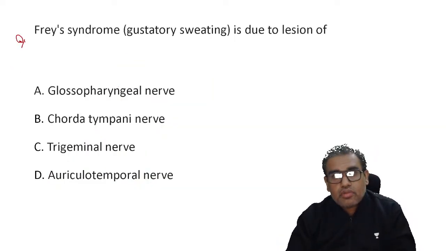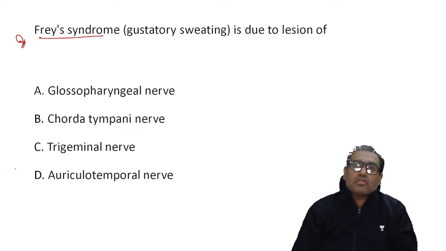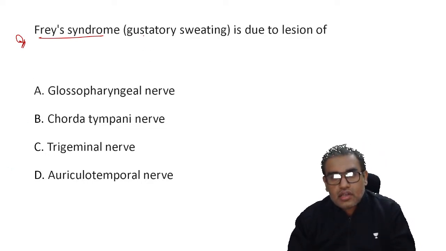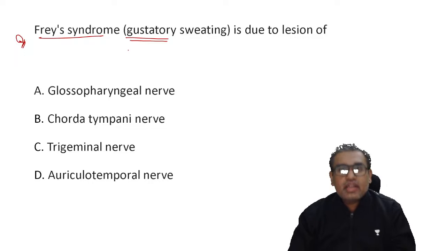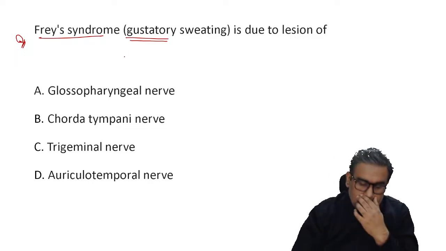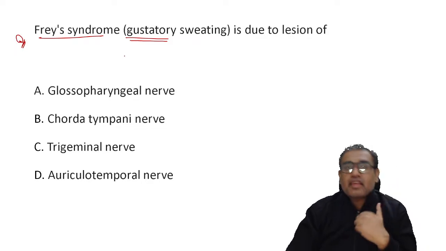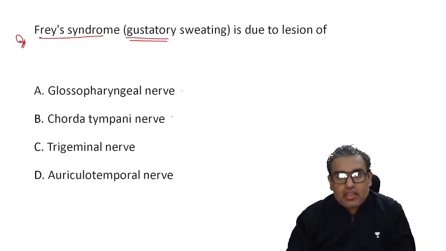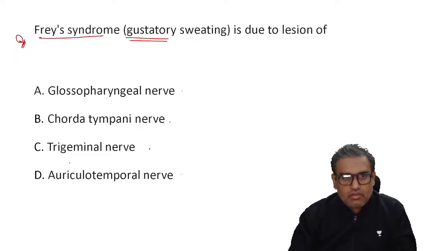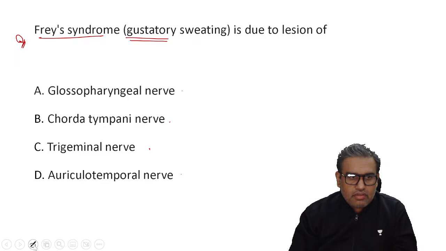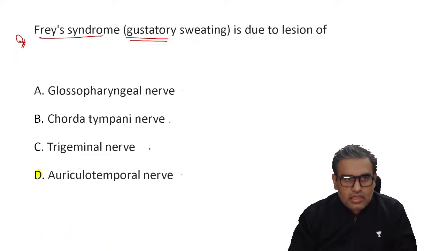I think that is also a very important topic. Frey syndrome, gustatory sweating. When you start to salivate and simultaneously there is sweating. So this Frey syndrome or gustatory sweating is due to a lesion of which nerve? Is it the ninth nerve, the auriculotemporal, the trigeminal? This question is asked a lot. As soon as Frey syndrome is mentioned, everyone is ready with answers. Absolutely right, no doubt about it. The answer is the auriculotemporal nerve. Yes. How? The question is how.